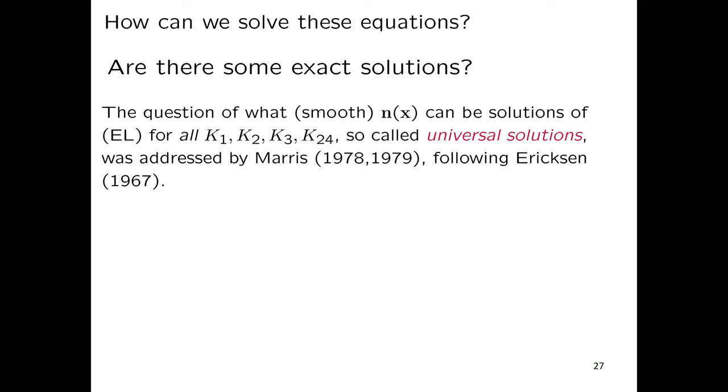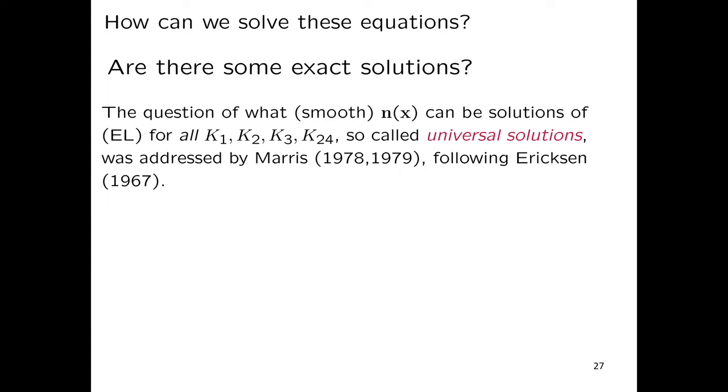And the question is, how can you solve these equations? They're a system of nonlinear PDE, and there's also this constraint, which is an extra sort of difficulty. Well, the first thing you might think of is, are there some exact solutions you can write down? The question is what smooth n(x) are there that are solutions to the Euler-Lagrange equation for all values of the Frank constants. Those director fields are called universal solutions.